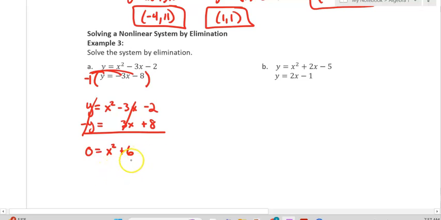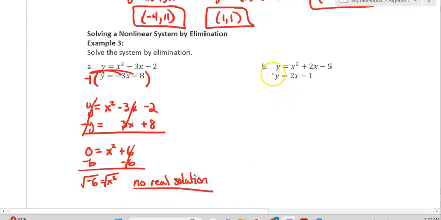This looks perfect for solving using square roots because it only has an x squared. Let's subtract the 6. All right, and then we go to square root. And when we square root a negative, we find out that it has no real solution.